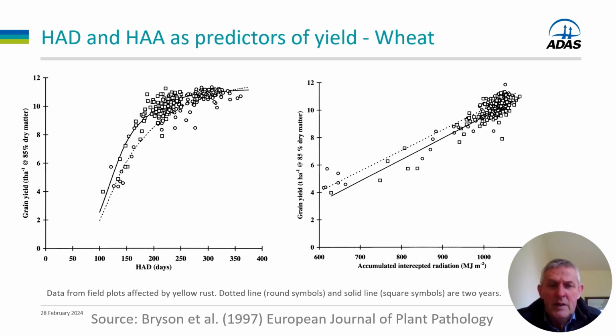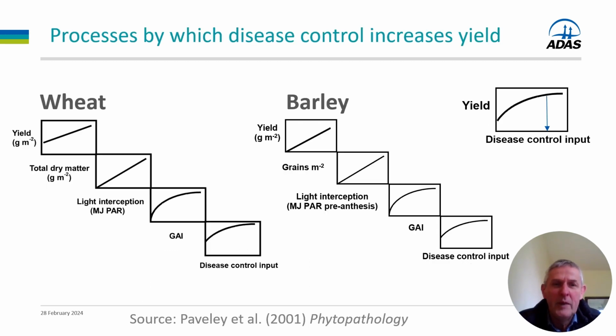Okay, so now let's consider what the processes are that link between disease control and yield, and we'll do that for wheat and barley in order to look at the contrasts between them.